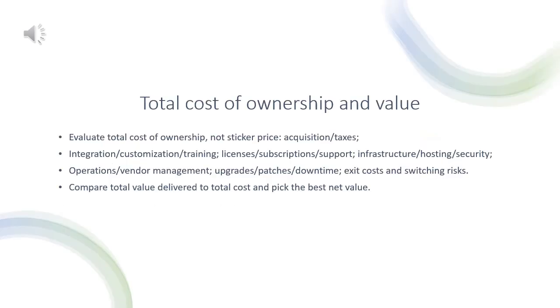Look beyond sticker price. Total cost of ownership includes many factors. Acquisition cost and taxes. Integration, customization, and training. Licenses, subscriptions, and support. Infrastructure, hosting, and security controls. Operating staff and vendor management. Upgrades, patches, and downtime. Exit costs and switching risks. Compare total value delivered against total cost. Choose the option with the best net value.